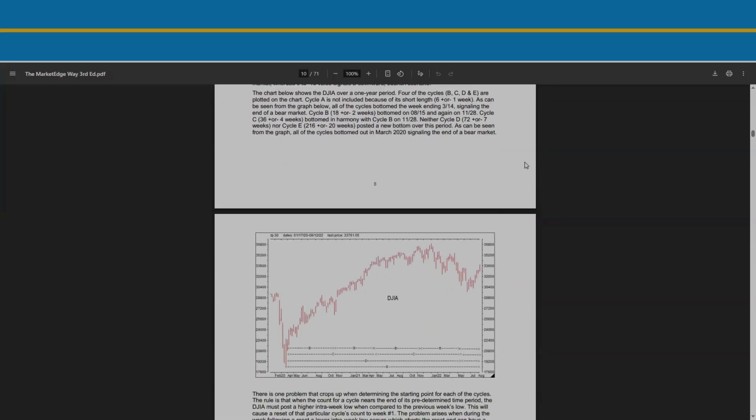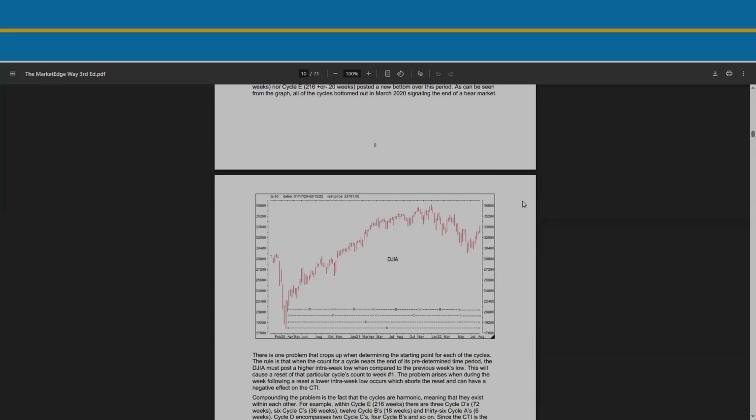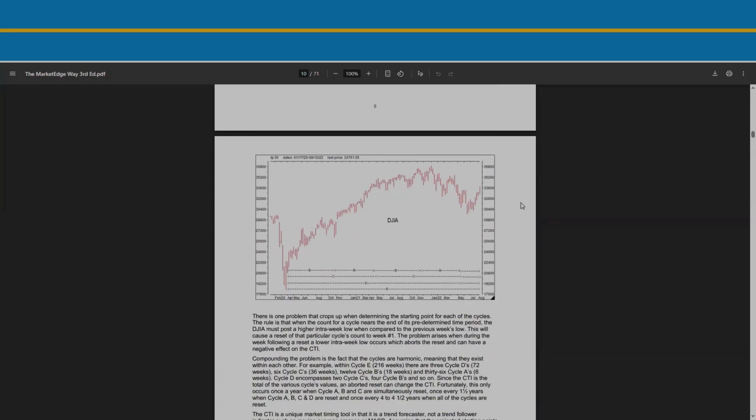And again, if you're a Market Edge subscriber, you can hop on the website and pull up exactly what I'm looking at. This is a chart of the Dow, and that's what we measure our calls against. What you can see at the bottom is that I have the various cycles identified and their time durations with the arrows. These cycles are called harmonic, meaning cycle B has an average time frame of 6 weeks. Well, cycle C will have an average time frame of, let's say, 12 weeks.